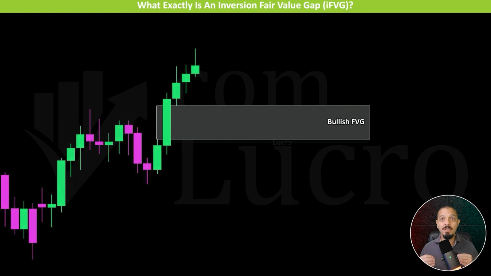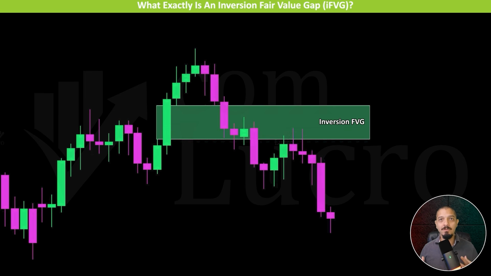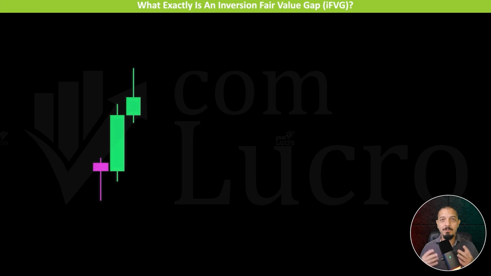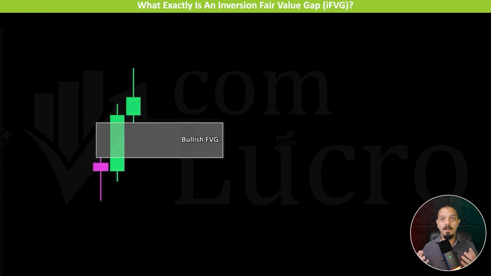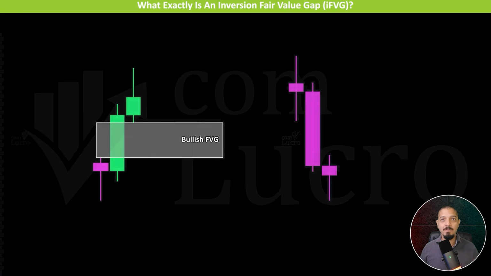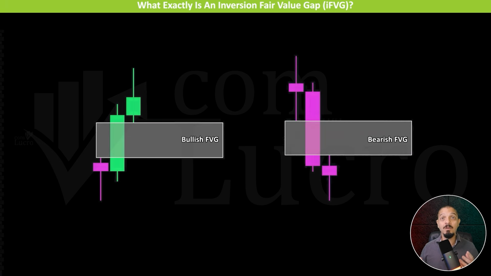Before we define what an inversion fair value gap is, we first need to review what a fair value gap is. Let us begin with the core idea. A bullish fair value gap is the price space formed between the high of the first candle and the low of the third candle within a 3-candle sequence. In the same way, a bearish fair value gap is the space between the low of the first candle and the high of the third candle.